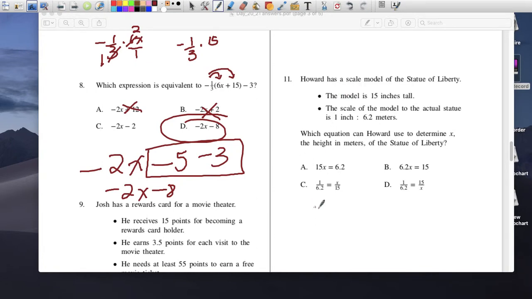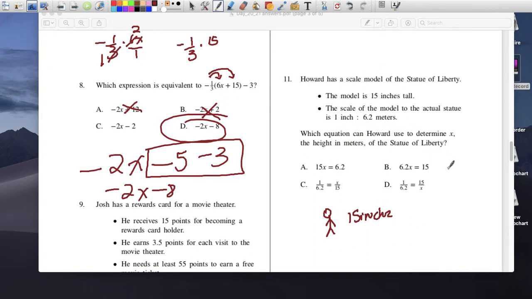Here is the Statue of Liberty. The model. This is 15 inches tall. The scale of the model to the actual statue is 1 inch equals 6.2 meters. So every inch in this model, the toy Statue of Liberty here, every inch represents 6.2 meters in real life. So which equation can Howard use to determine x, the height in meters of the Statue of Liberty?